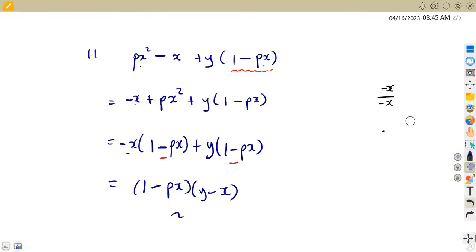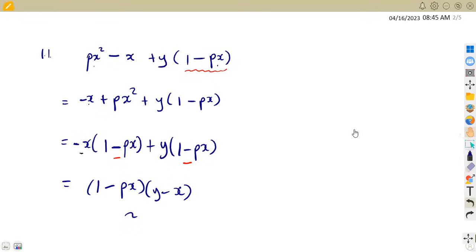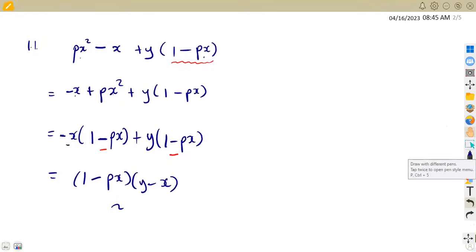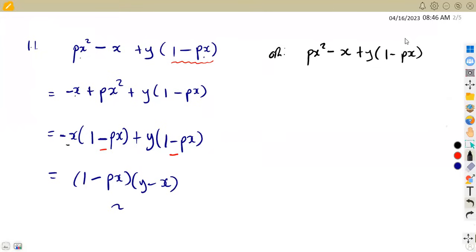Okay, so this is how we're supposed to factorize in this case. All right, so let's say someone expanded the bracket, to say that we could have attempted this question this way: px squared minus x plus y into 1 minus px. Then you decide to expand the bracket. So this is going to give us px squared minus x, and then y times 1, which is plus y, and y times minus px, which is minus y px.